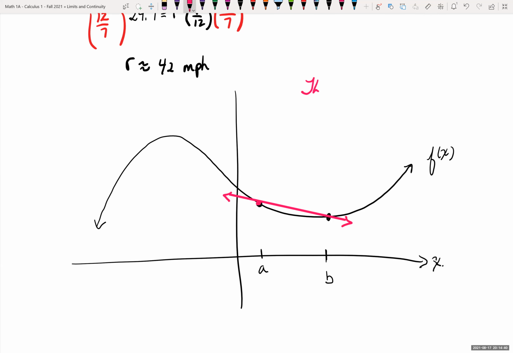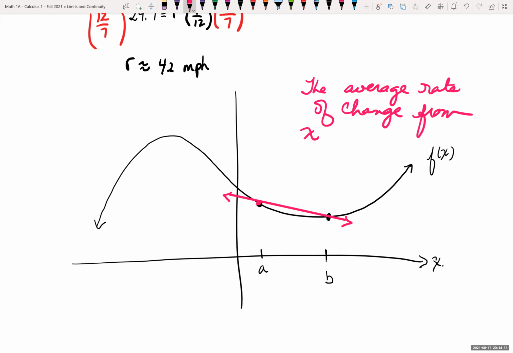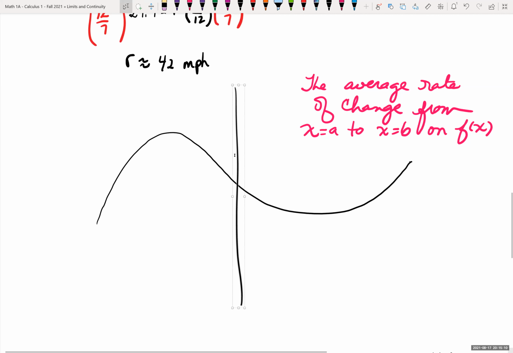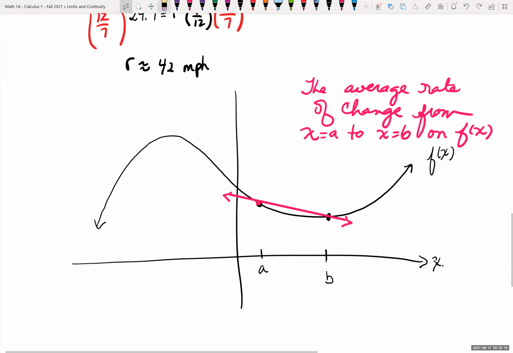So the average rate of change from x equals a to x equals b on f of x, we can get by doing the following. Let me give myself a little more room. Oops, maybe that was not good. Let me just go back. There we go.